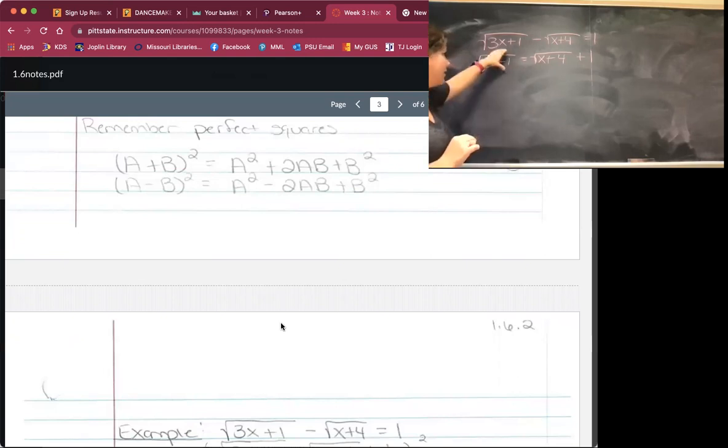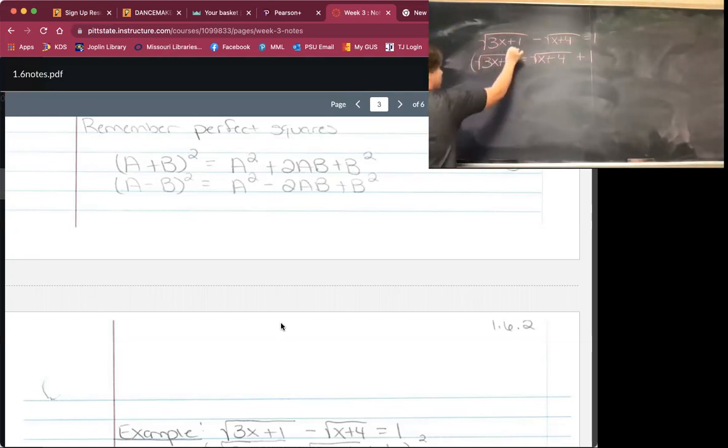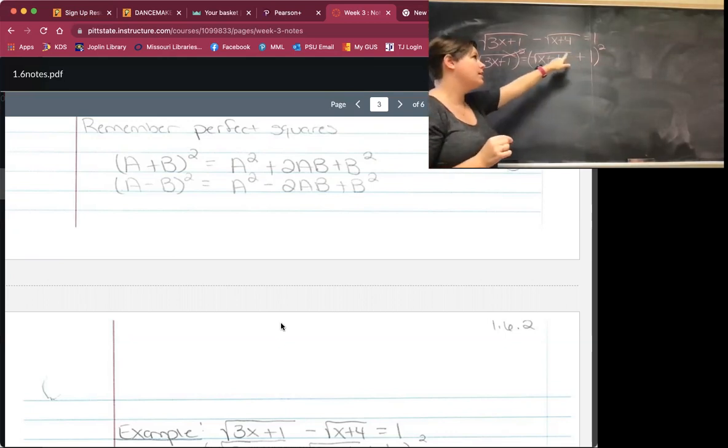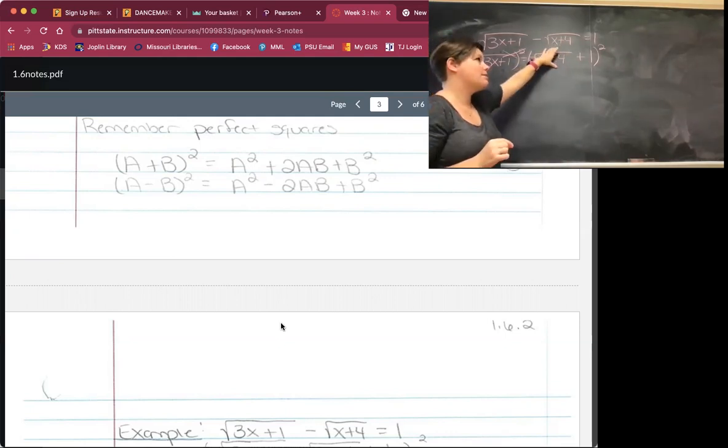Now that I have this radical isolated all by itself, I'm going to raise both sides to the second power to eliminate that square root. But if I square one side, I have to square the other side. Now squaring the square root eliminates that, because this square root is completely isolated. You cannot do that on this side. You cannot say, okay, I'm squaring a square root, so it's just going to be x plus 4 plus 1 over there. You can't do that because it's not isolated.